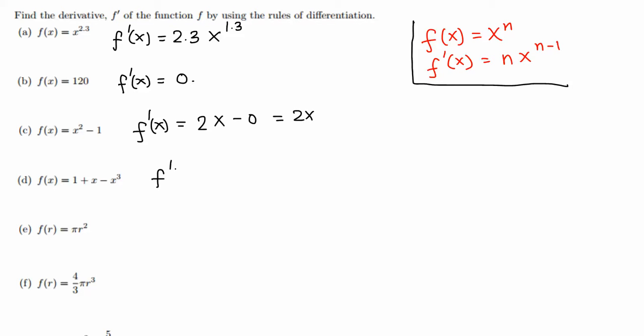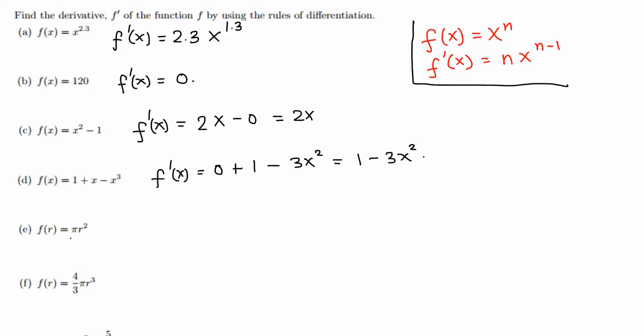Part D, we have three terms. So the derivative of 1 is 0, plus the derivative of x is 1, minus the derivative of x cubed using the power rule. The derivative of x is also 1 using the power rule. This is 3x squared, and 0 does not count, so this is 1 minus 3x squared.